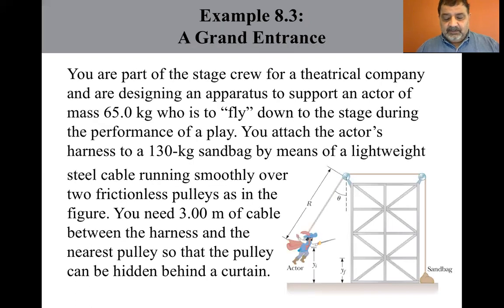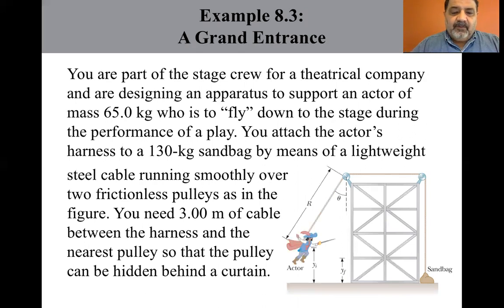Now, let's look at an example, a rather complicated example. We'll go through it. You're part of a stage crew for a theatrical company and are designing an apparatus to support an actor of mass 65 kilograms who is to fly down to the stage during the performance of a play. You attach the actor's harness to a 130 kilogram sandbag by means of a lightweight steel cable running smoothly over 2 frictionless pulleys as in the figure. You need 3 meters of cable between the harness and the nearest pulley so that the pulley can be hidden behind a curtain.